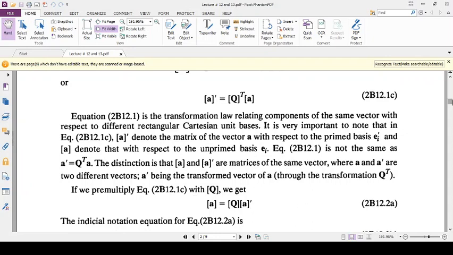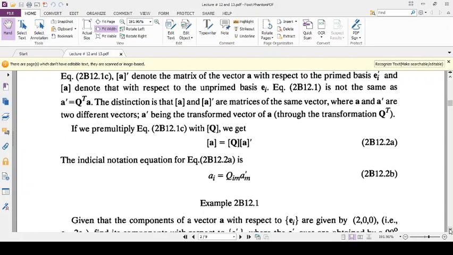So as we know that this transformation matrix is orthogonal, so we can write 2b12.2a from 2b12.1c by simply operating with Q on both sides. So this equation also can be written from 2b12.2a.